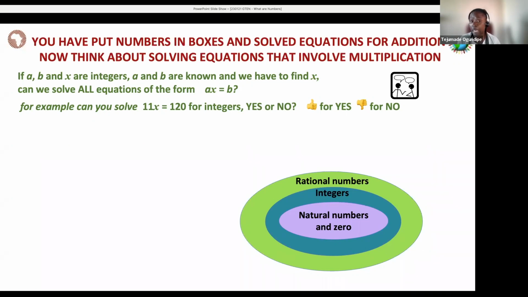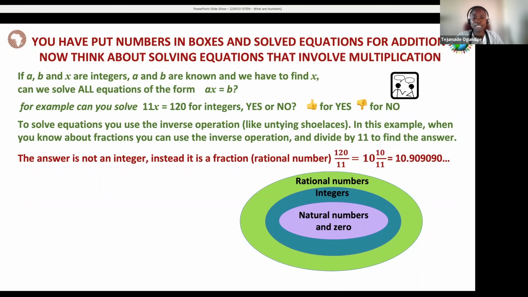A and b are known, so you know the number, and you have to find x. Can we solve all equations of this form? When you have ax equals b, are we able to find it? And I want you to use your thumbs down or thumbs up. Now, for example, when you have 11x equals 120 for integers, are you able to solve this for integers?